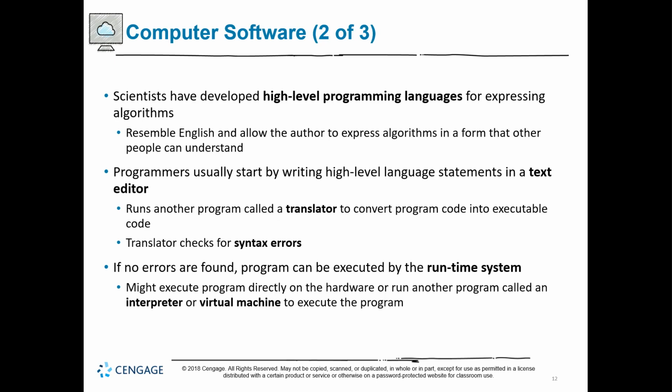Scientists have developed high-level programming languages for expressing algorithms. While it may resemble English, it also allows the author to express algorithms in a form that other people can understand. Programmers usually start by writing high-level programs in a text editor. A translator converts the program code into some type of executable code. If there is a translation issue, typically this is known as a syntax error. If you're not following the rules, the translator doesn't know how to translate the code you are writing.